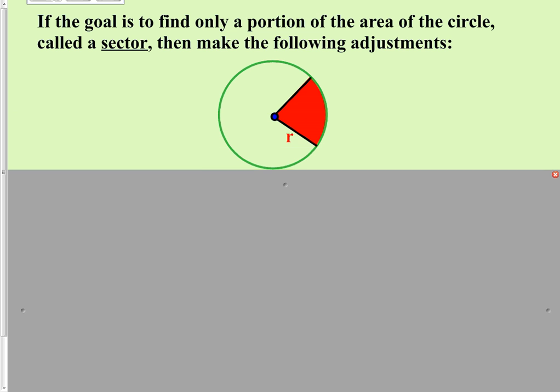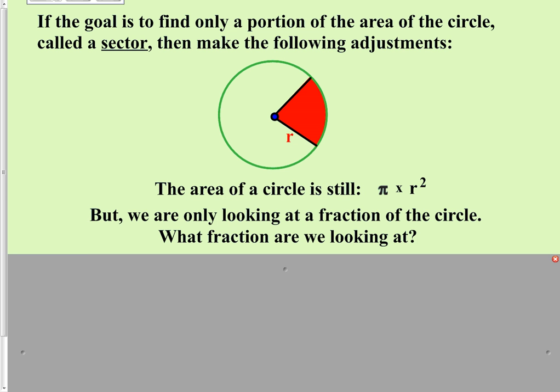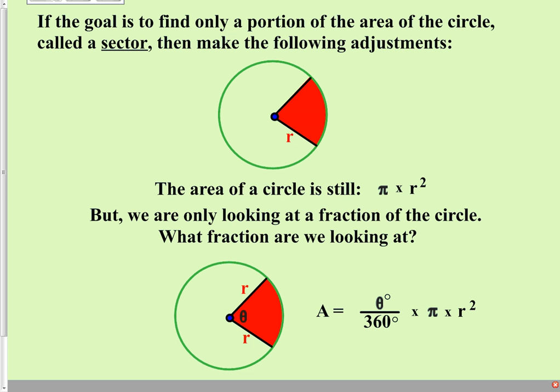Okay. Now, we switched gears a little bit and said, okay, what happens if we're not looking for the entire area of the entire circle? What happens if we're only looking for a fraction of the circle, which is what we call a sector? Okay, well, it's really a very simple conversion here. If you're only looking for a fraction of the circle, then you simply tell your formula what fraction of the area you're actually looking for.